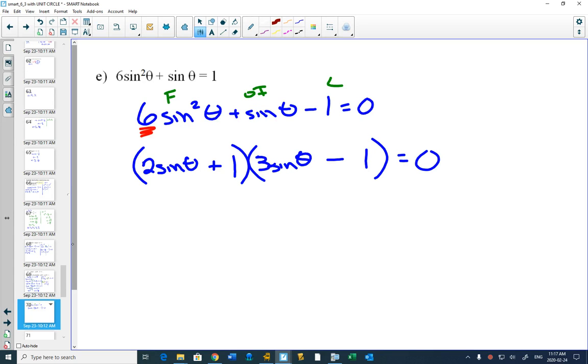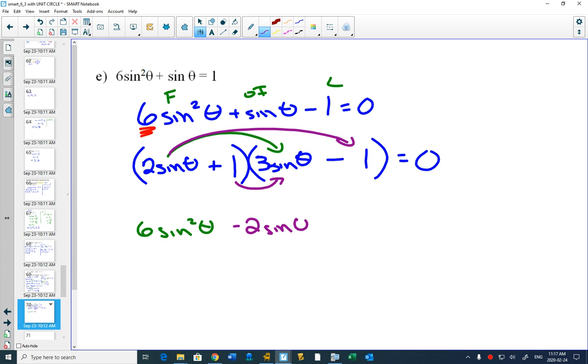So if I multiply this out, there's my first terms, green arrow. That would give me 6 sine squared, right? Then outside and inside I'm going to do in purple. This would give me minus 2 sine theta plus 3 sine theta. And finally, the last terms in black, positive 1 times negative 1. The 2 in the middle are like terms. Can you see that they'll get combined to give me plus 1? So it works out exactly, so I know I've factored it.